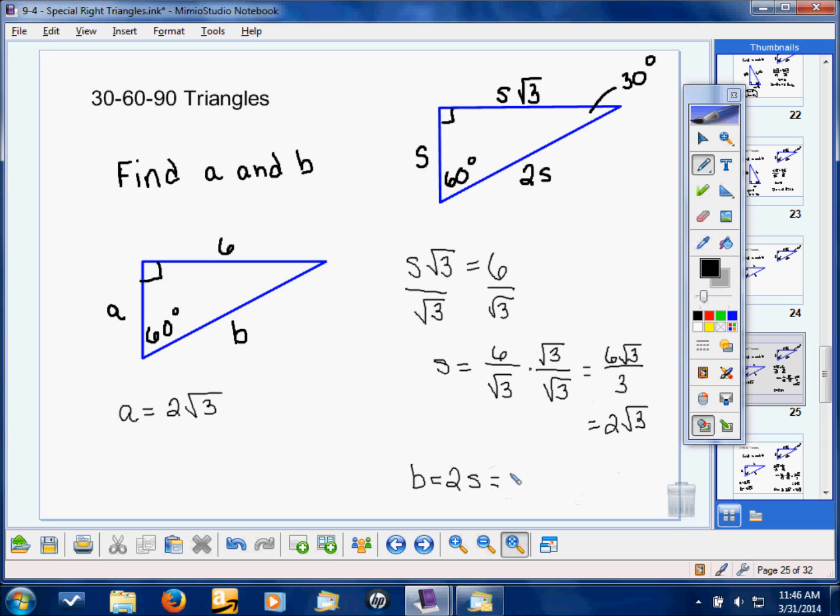2 square roots of 3. So this means it's 2 times 2 square roots of 3. And then simplify. How much is 2 times 2 square root of 3? 4 square roots of 3. So here's our B. We did it. All right, good.